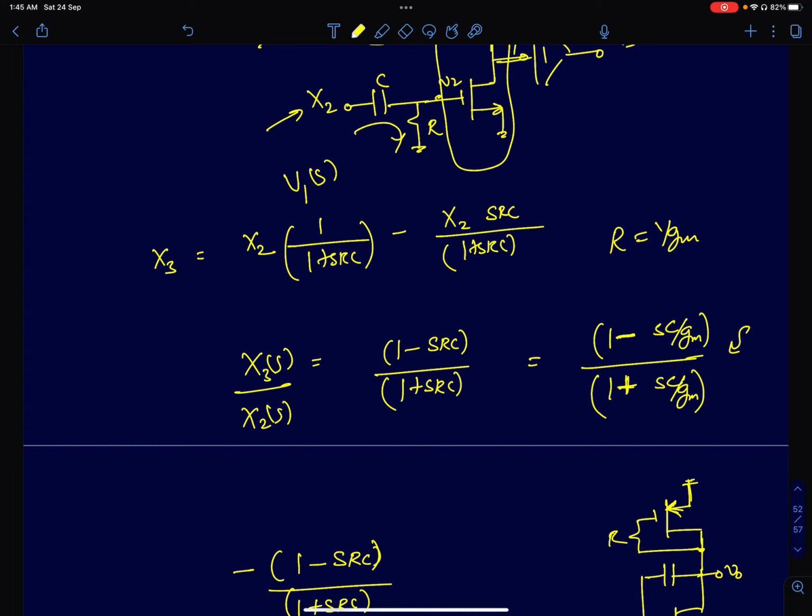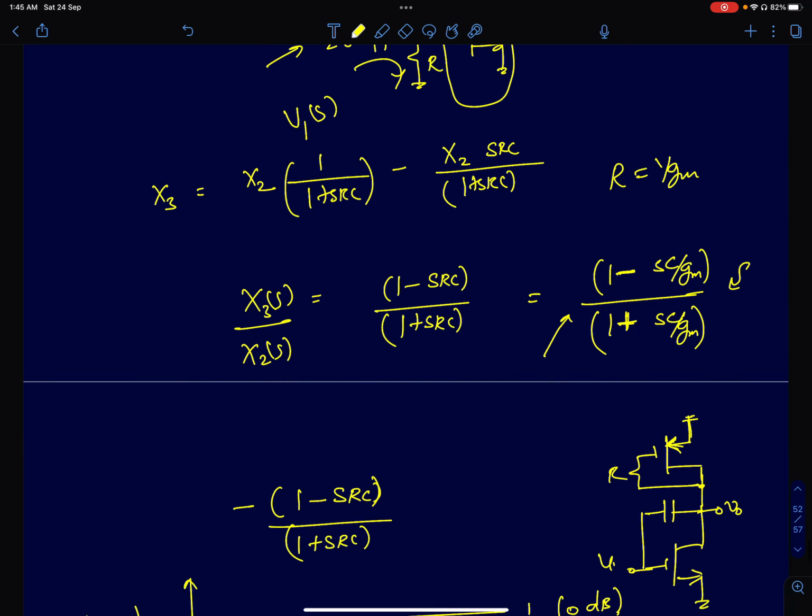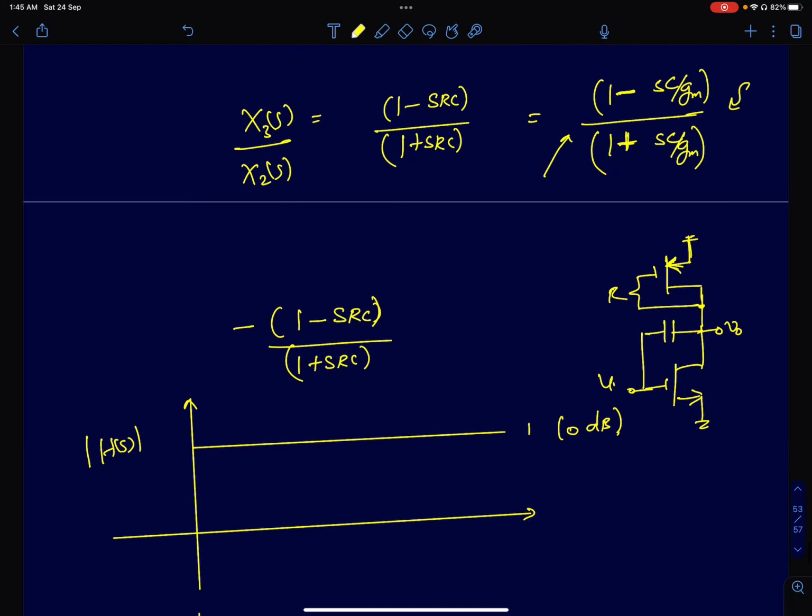If you see this, it's the exact same transfer function of the first stage. The only difference is there is no minus sign here. Okay, it is also an all pass filter with slightly different phase characteristics. So now we will plot the phase characteristics. Let's plot the characteristic of the first amplifier.